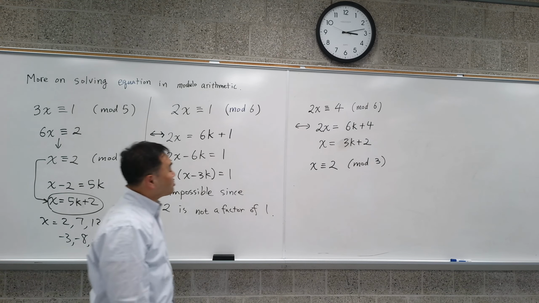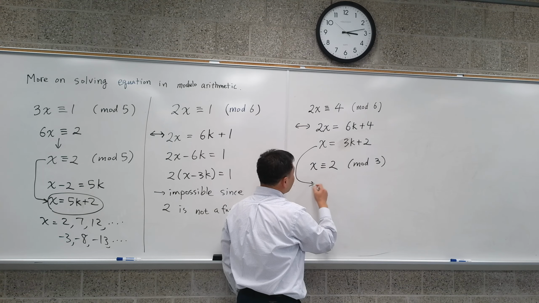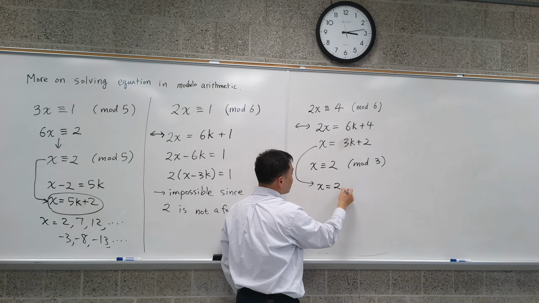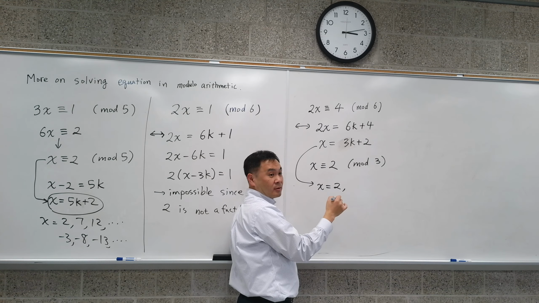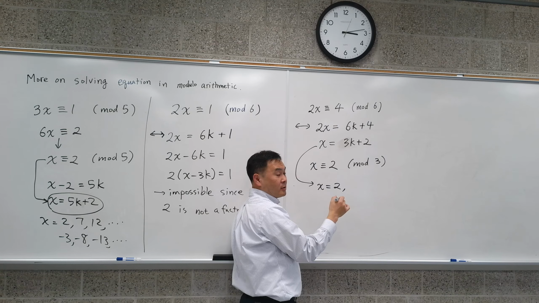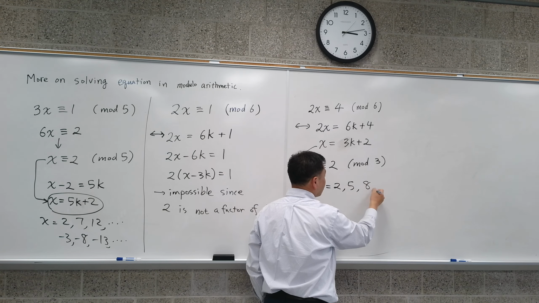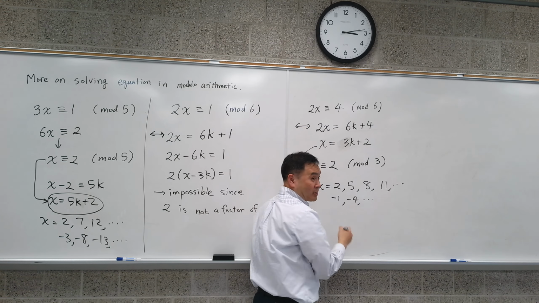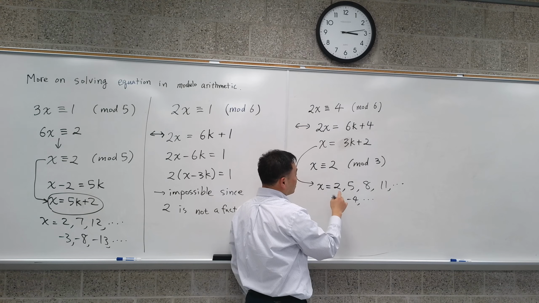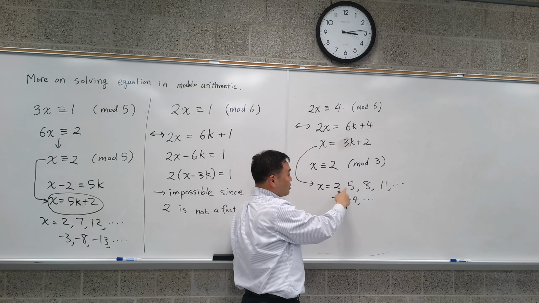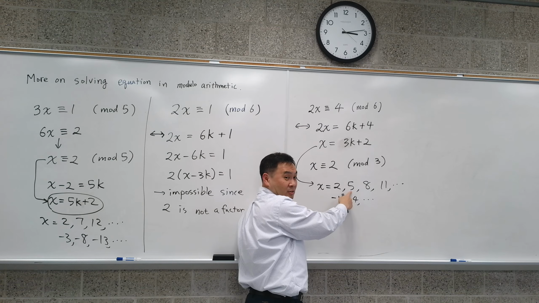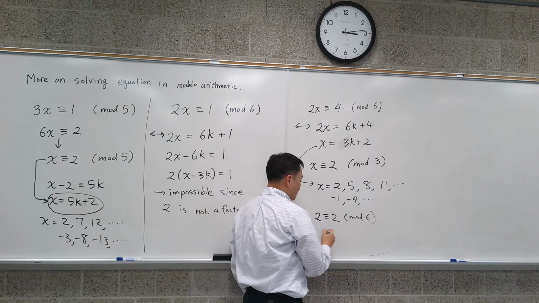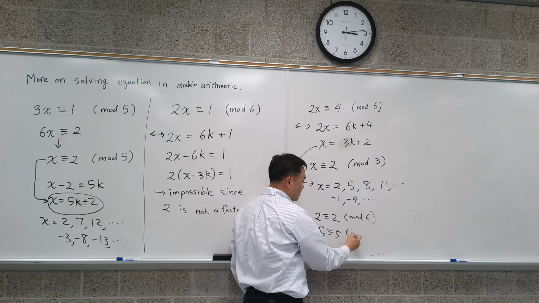If you want to convert this to mod 6, here's something you can do. You can actually think about the explicit numbers that give you 3k plus 2. So what are the x's? x could be 2. What else? 5, 8, 11. You could also have -1, -4, something like that, right? Okay, so 2 is 2 mod 6. 5 is 5 mod 6, right? So 2 is congruent to 2 mod 6. 5 is congruent to 5 mod 6.